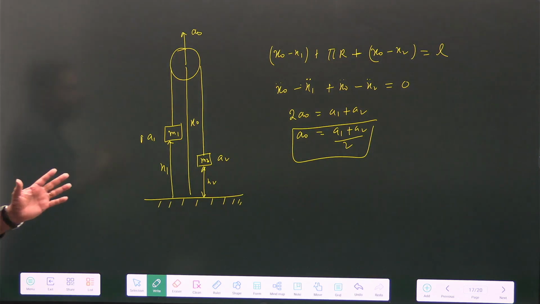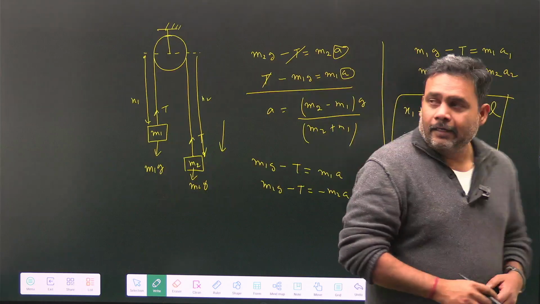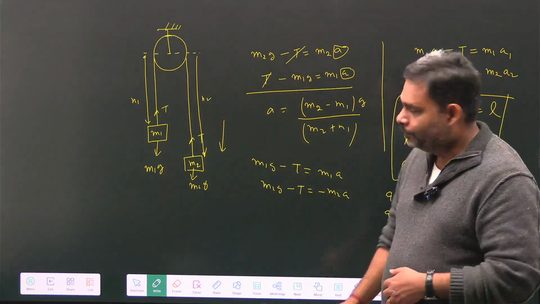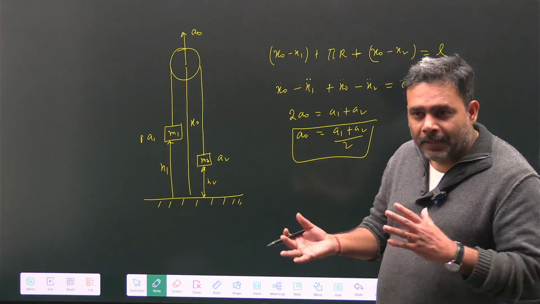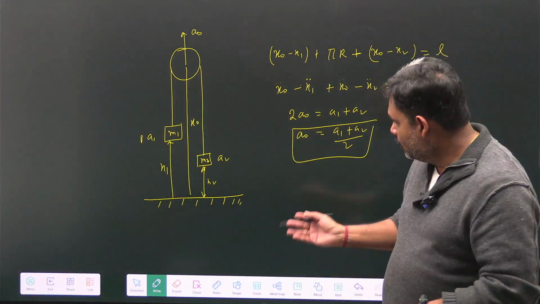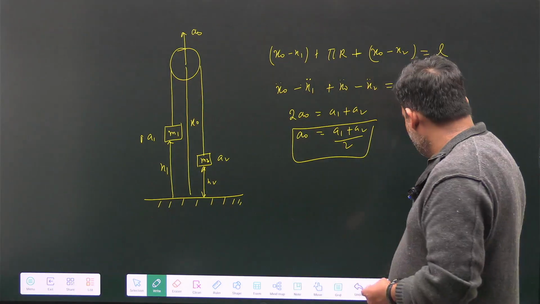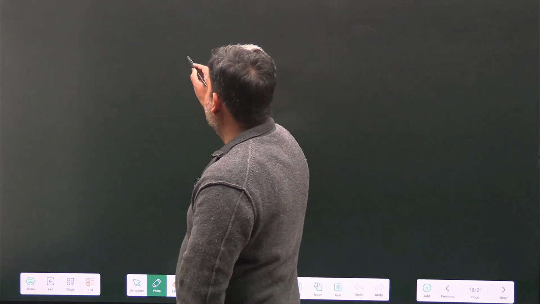So two constraints are very important. One is all about this particular Atwood machine, and another is all about this one. And with a mix of these two, you can solve complicated problems. For example, let us try to go for the next one. Let's see this problem. Very interesting.